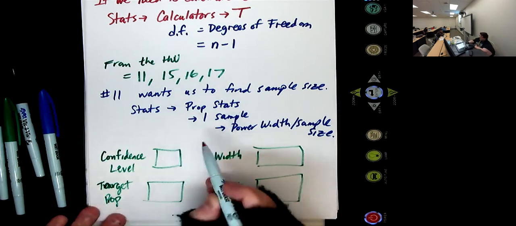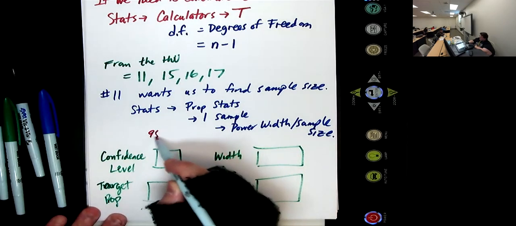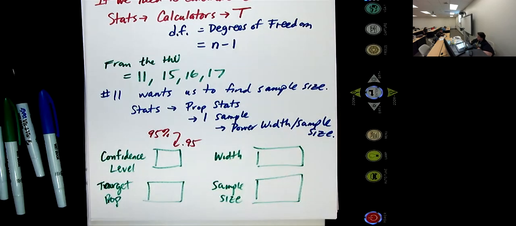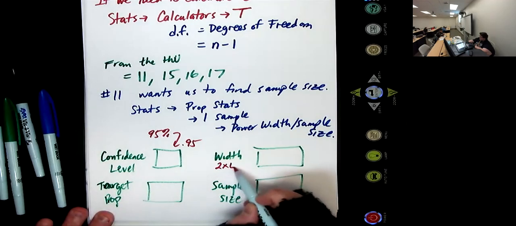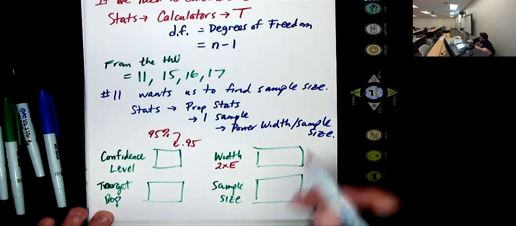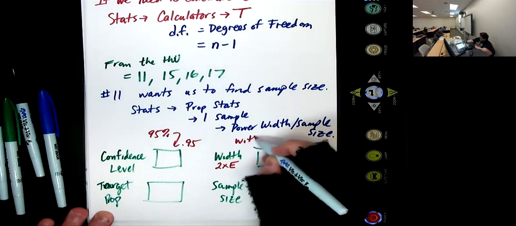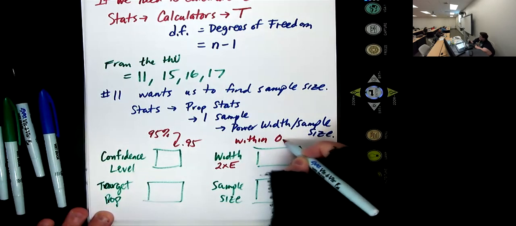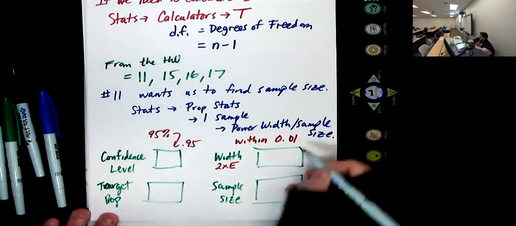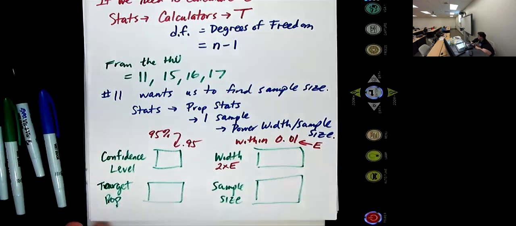So here, whatever our confidence level is, if it's 95%, we would put in 0.95. Kind of like we're doing the confidence interval thing. The width is 2 times the error. And so the error is generally, they'll say something like, we want it within so-and-so. In this case, 0.1 is what it said. Nope, it said 0.01. That's my E. So when I go to put it in my width, I'm going to double it.